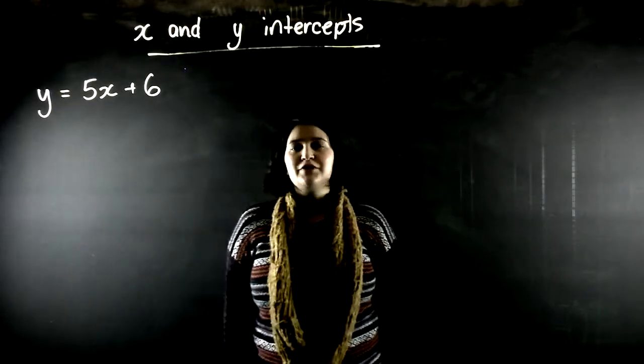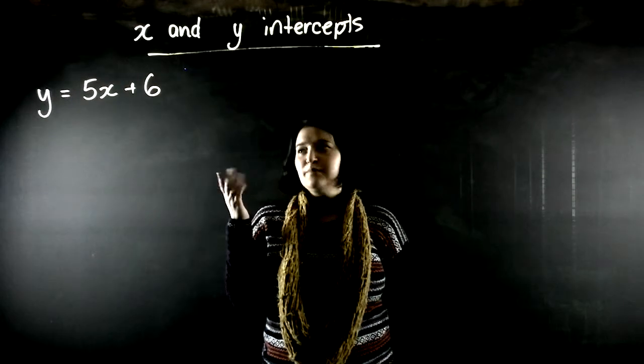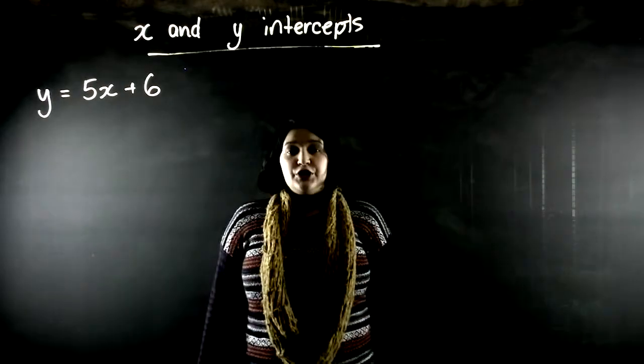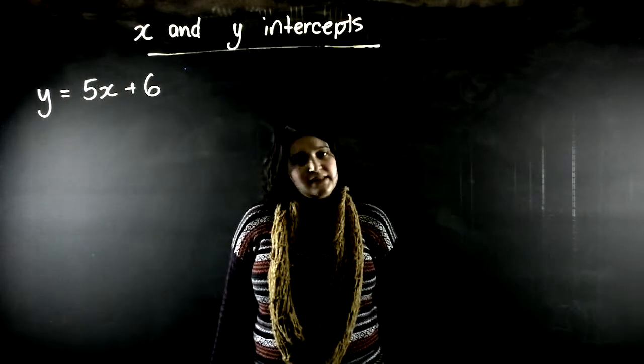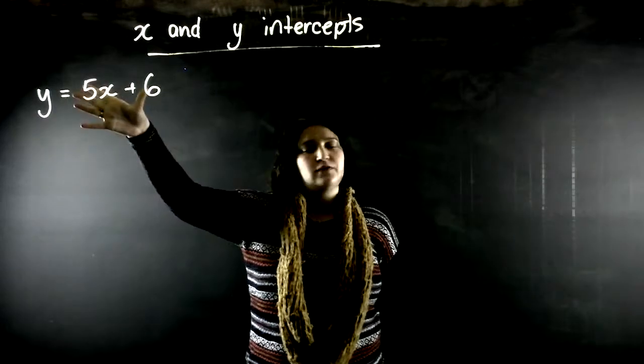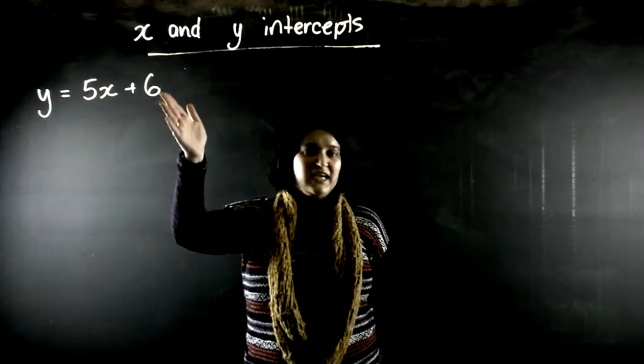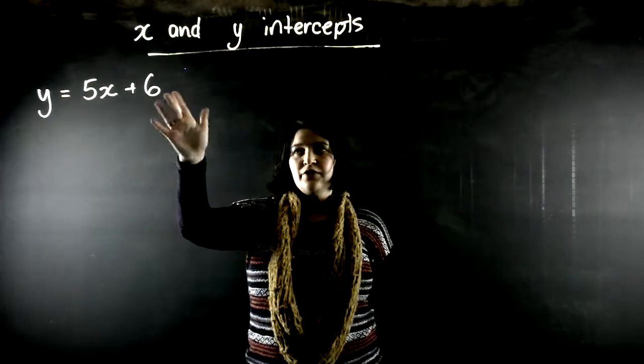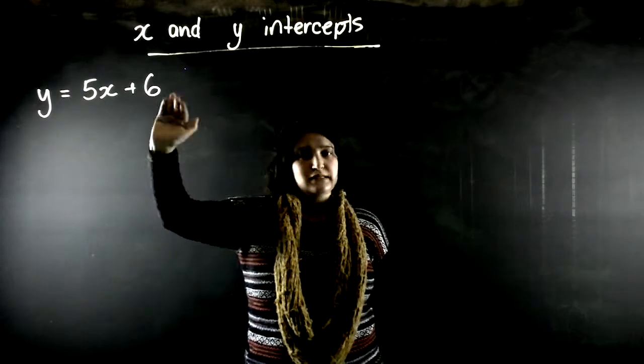Hey guys, today I'm going to talk about finding x and y intercepts for linear equations. You would know how to do y-intercepts from equations of this form because it's y equals mx plus c, where c is the y-intercept. So I know the y-intercept of this equation is 6.